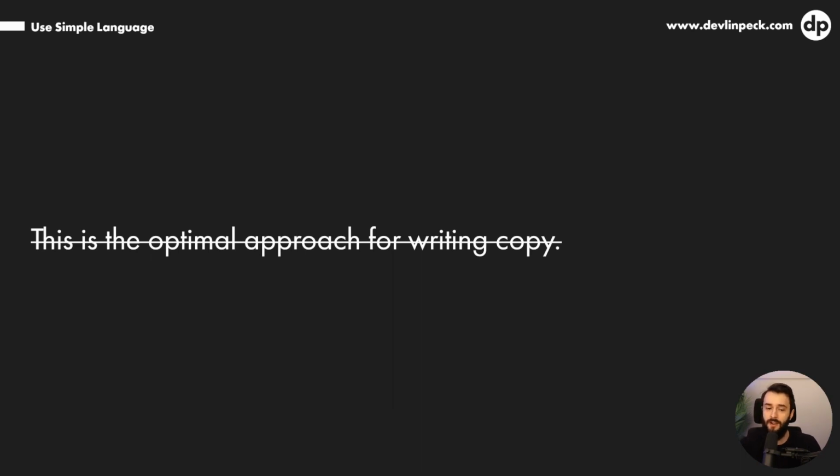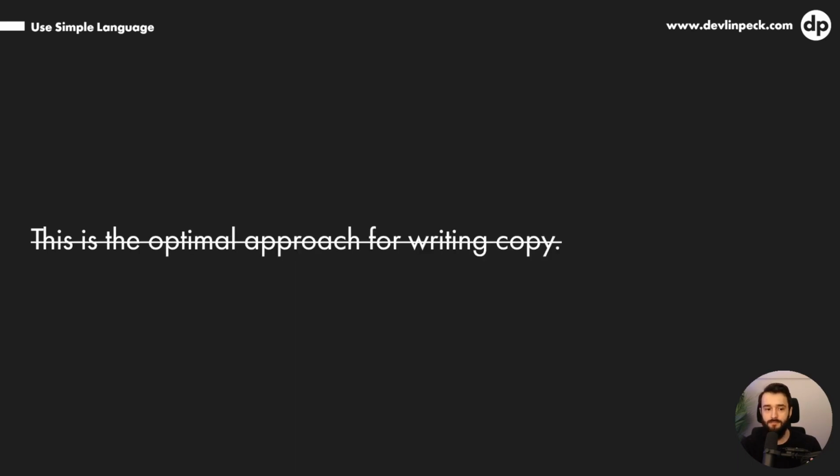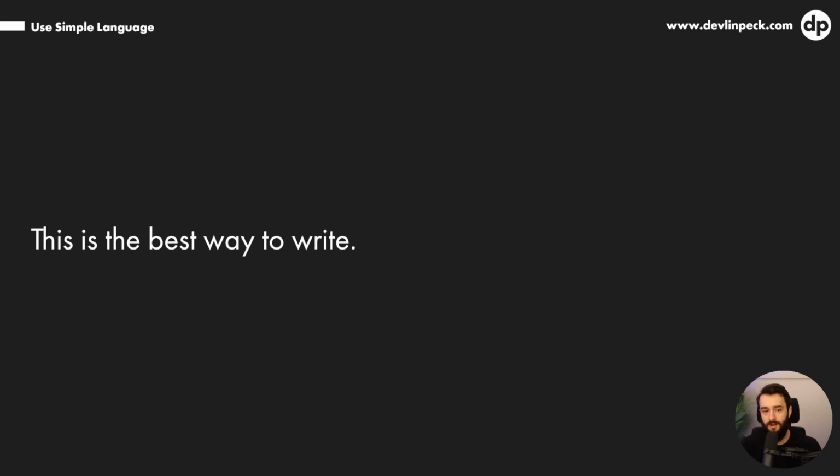So how would we rewrite this? Pause this if you need to. Here is the reveal. This is the best way to write. Okay, so instead of optimal approach, we said best way. And instead of for writing copy, we can just say to write. So you can see this is fun when you do this exercise on your own writing. It is a worthwhile exercise to do.